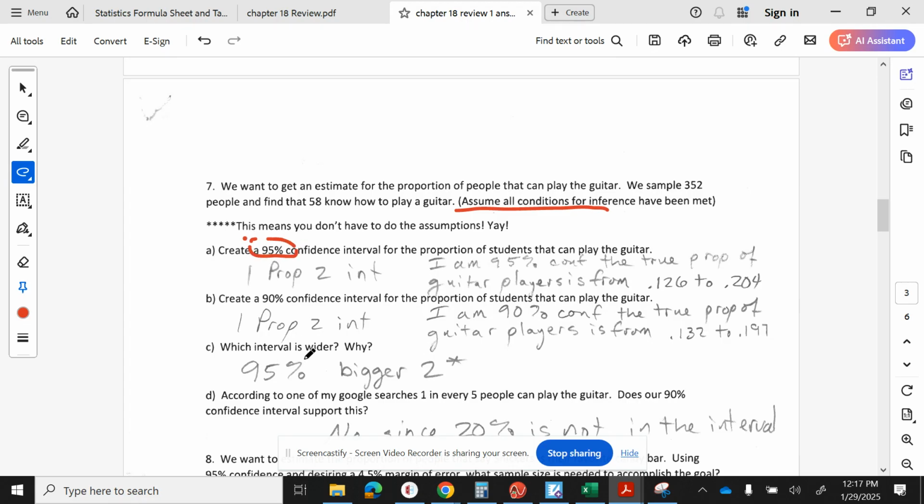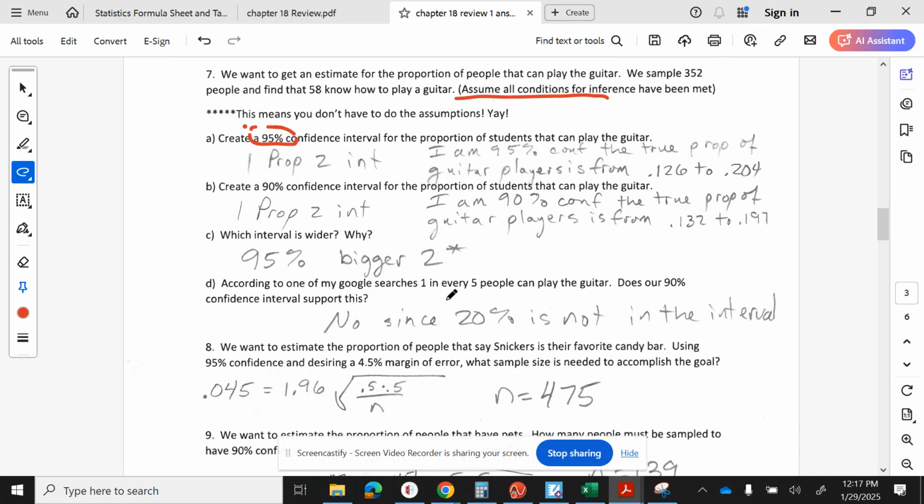95% is wider. The reason is it would use a bigger z-star. Think about it, you're going more standard deviations away. I would accept, if I ask that question, that it's because I used a bigger z-star. It's counterintuitive. The wider you go, the more confident you are, the wider the interval. You look less accurate with a wider confidence. All right, according to the searches, now we're using these numbers, could it be 20%? No, 20% is not in the interval. 0.2 is not there, so I don't think it is that.